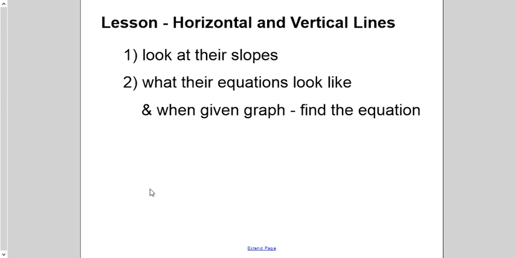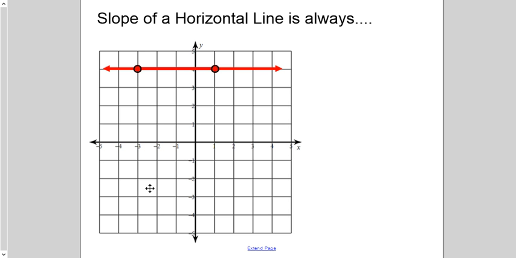And then the other thing is sometimes you're given a graph of a horizontal or vertical line, and then you have to either come up with the equation for that line, or you have to match it up to the correct equation from multiple choice type settings. So we'll take a look at that after we're used to finding the slopes. So let's take a look at this line right here.